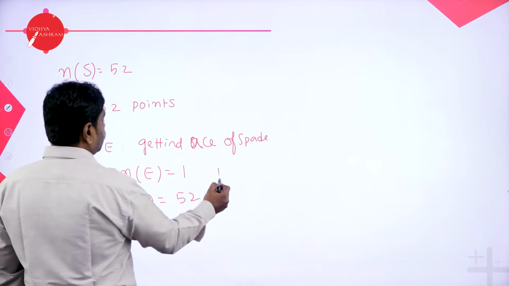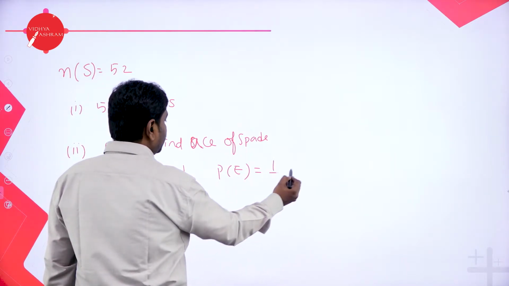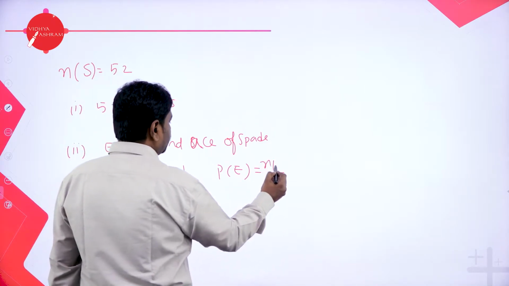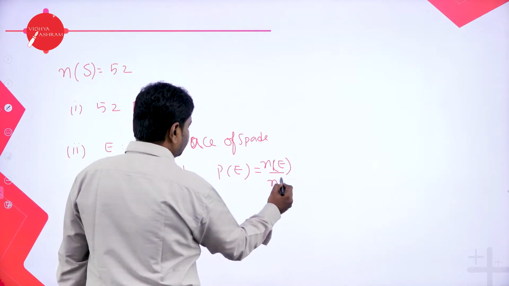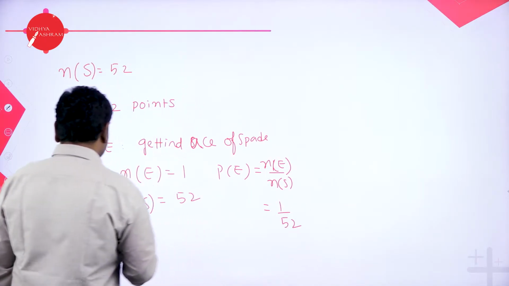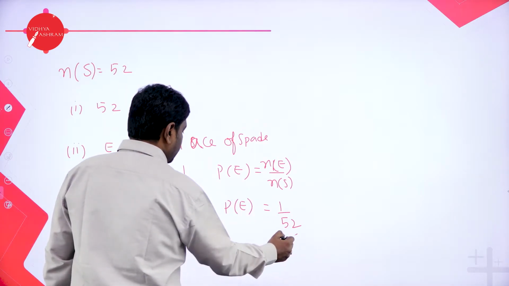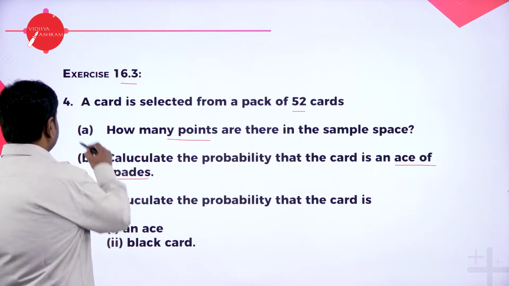Probability of E they want. The probability of getting an ace of spade is favorable by total. You know the P of E formula I told you: N of E by N of S. N of E is 1 by 52. So for the second part, the answer is: probability of getting the ace of spade is 1 by 52. And we are done with this.